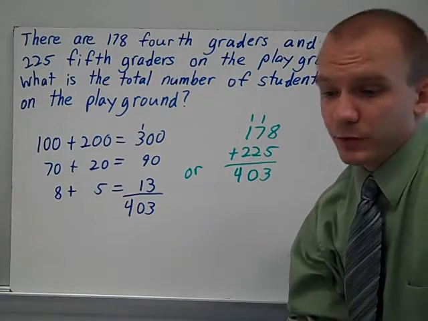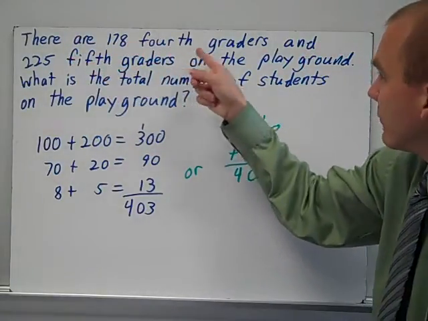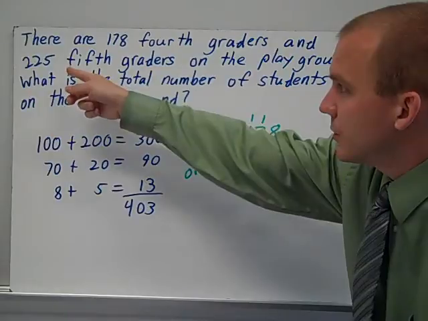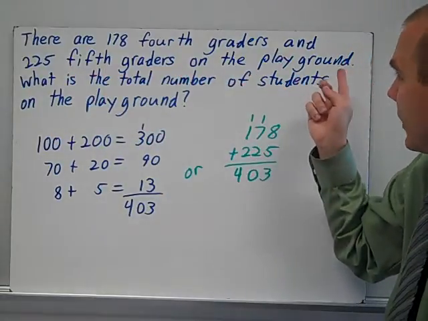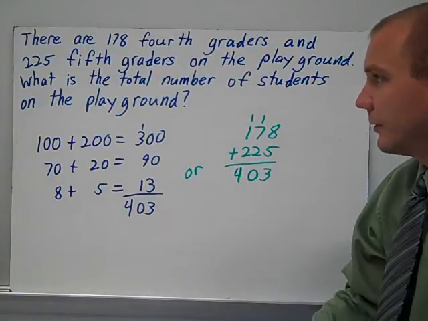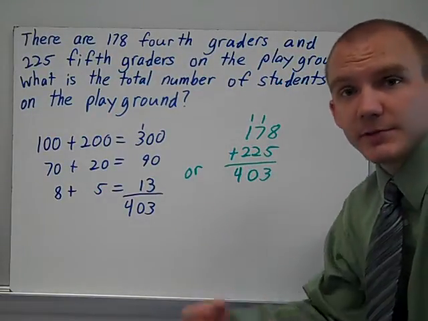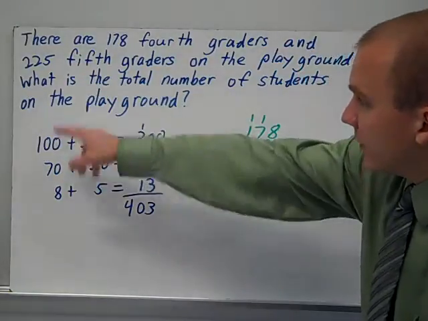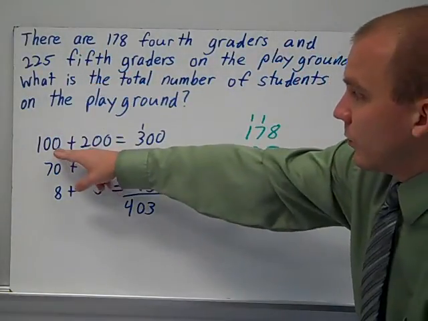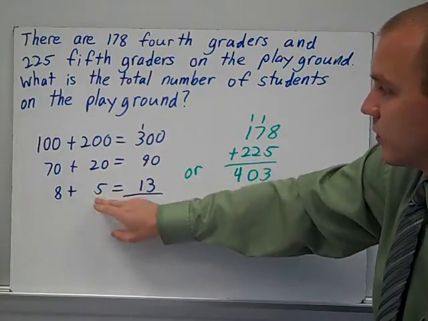Let's look at a word problem and different ways to solve this. There are 178 fourth graders and 225 fifth graders on the playground. What is the total number of students on the playground? So the first thing I think is total number on the playground between two groups. Well, I add them together. The first way is I broke down each number. I did 178 plus 225.